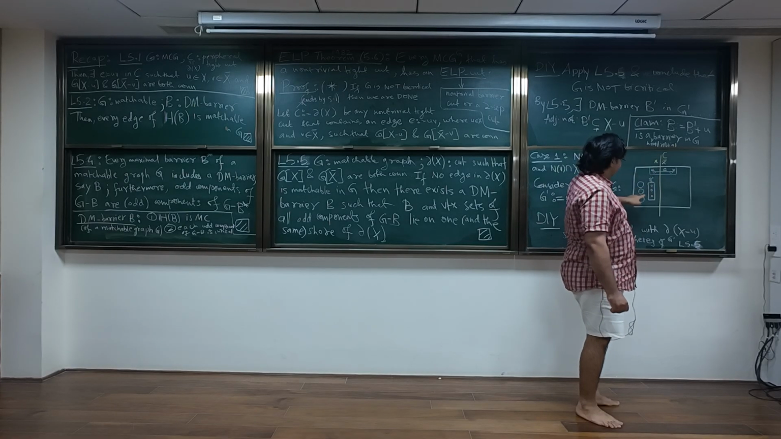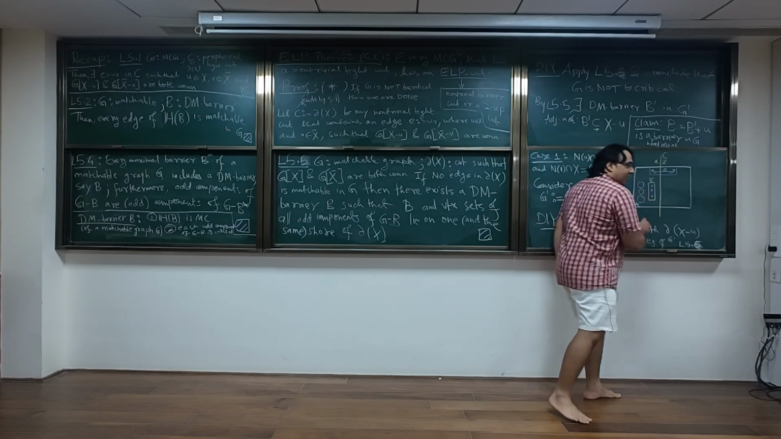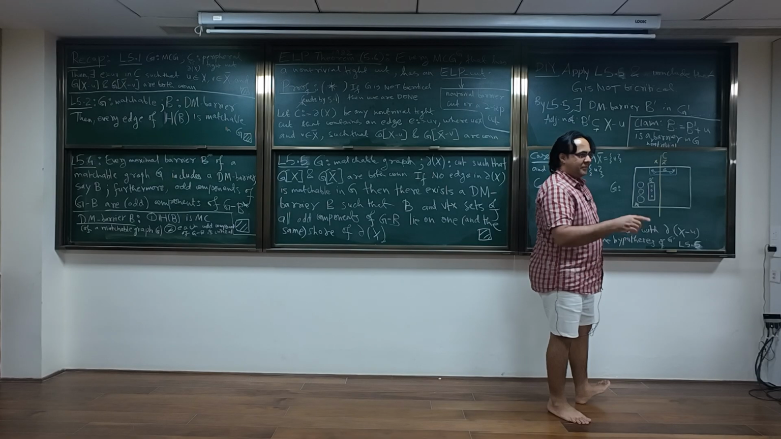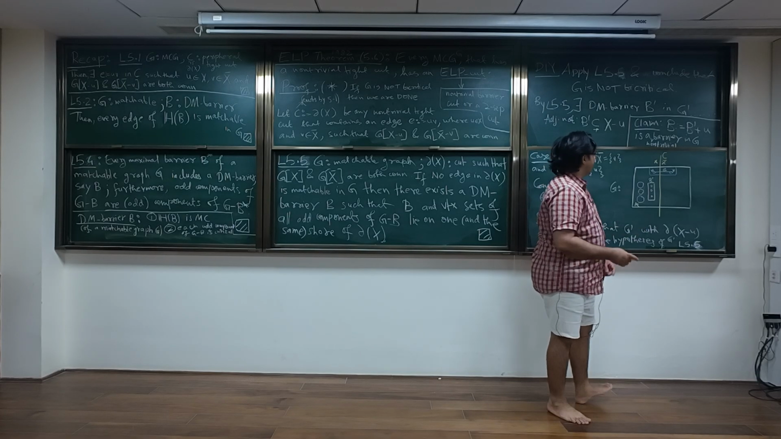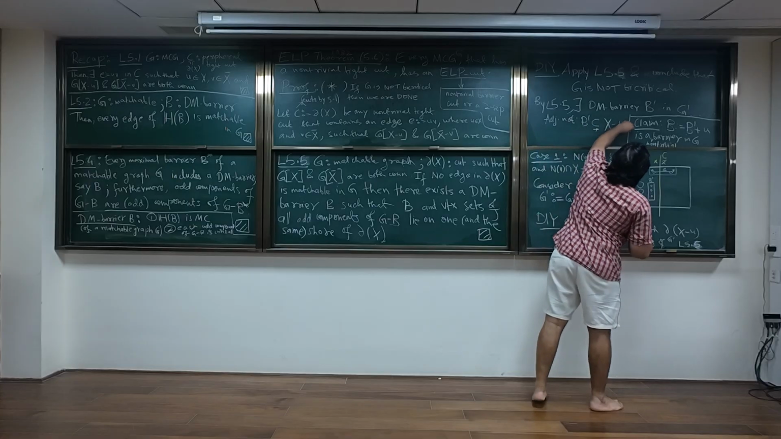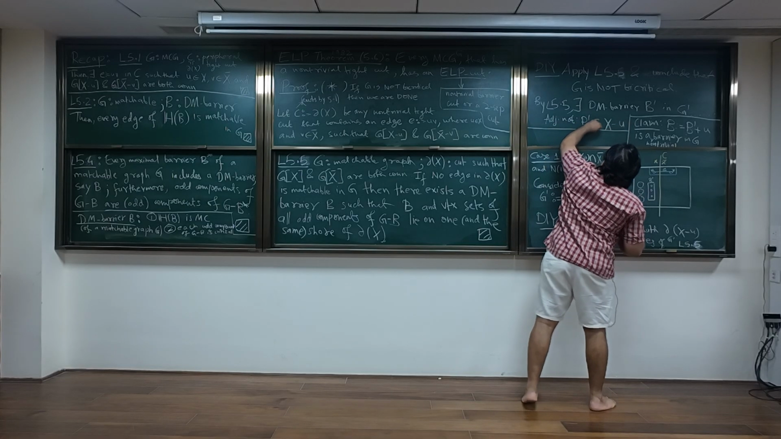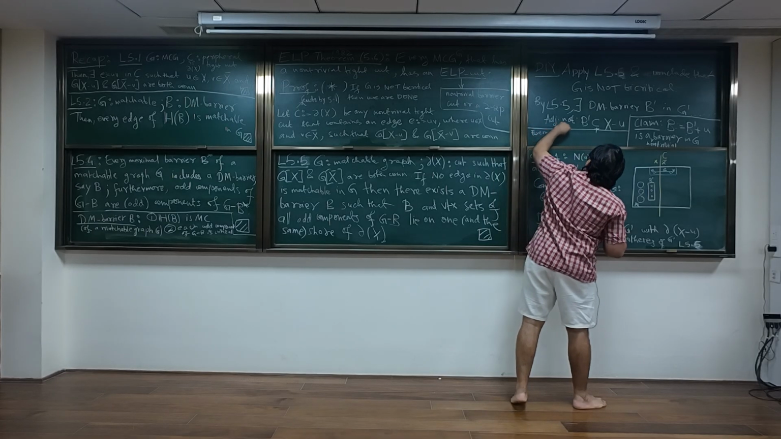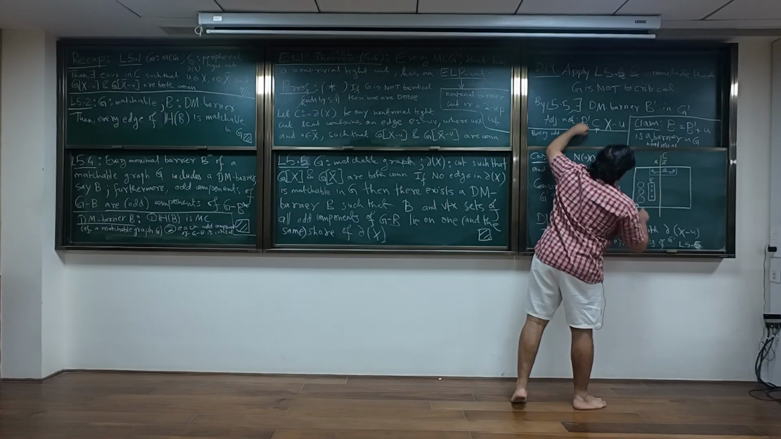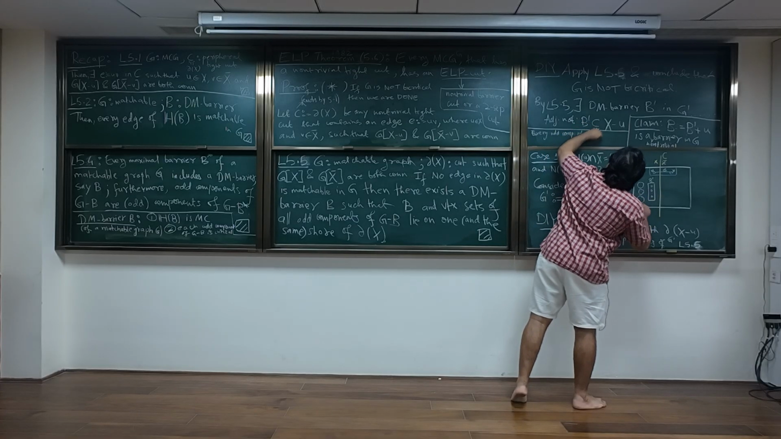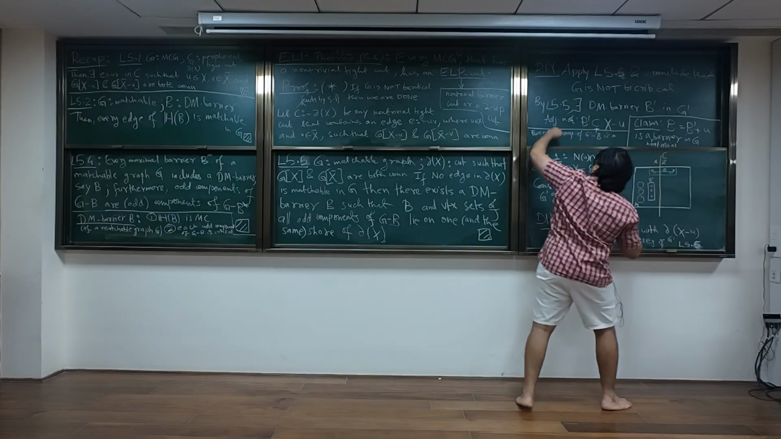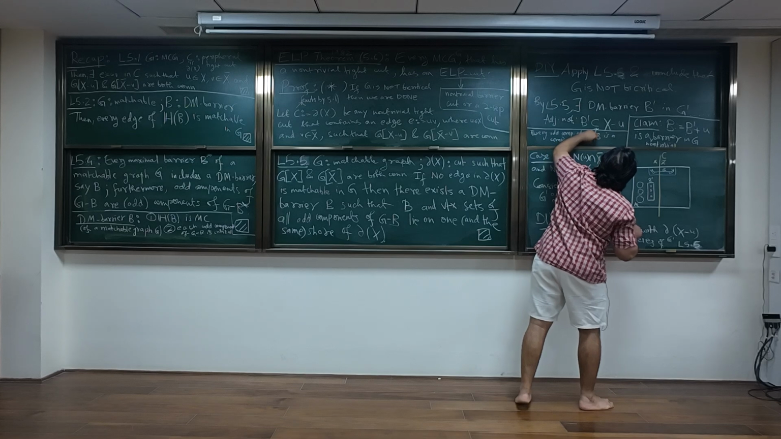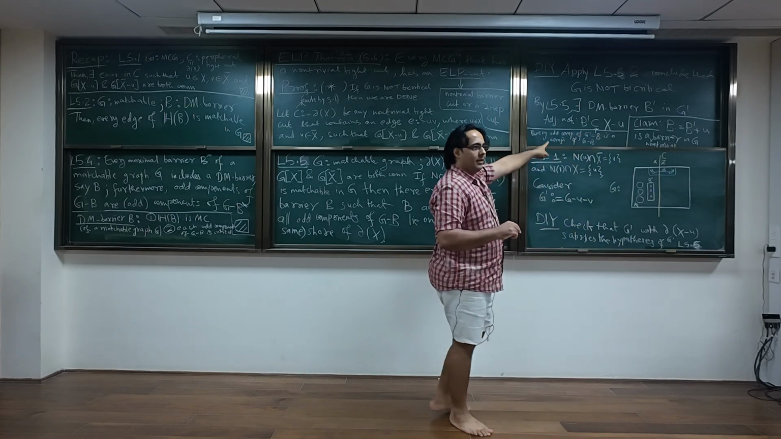Convince yourself that this is a barrier. Convince yourself that every odd component of G prime minus B prime is also a component of G minus B. So that's my point. Alright, so every odd component of G prime minus B prime is a component of G minus B. See if you can prove this.